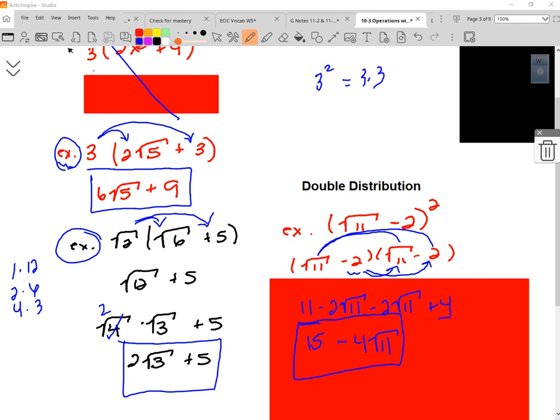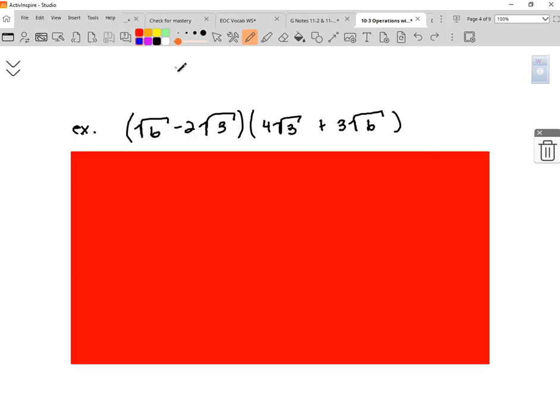All right, so now we're coming to one other thing. Well, let's go and do this one. Before we do our conjugates, let's do this one. So one more example. Square root of 6 minus 2 square roots of 3 times 4 square root of 3 plus 3 square root of 6.